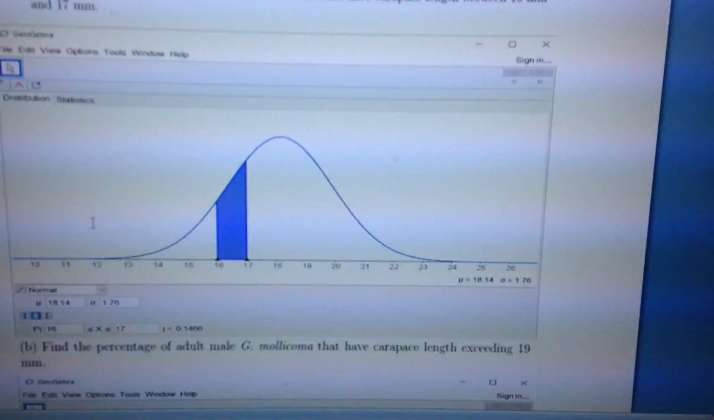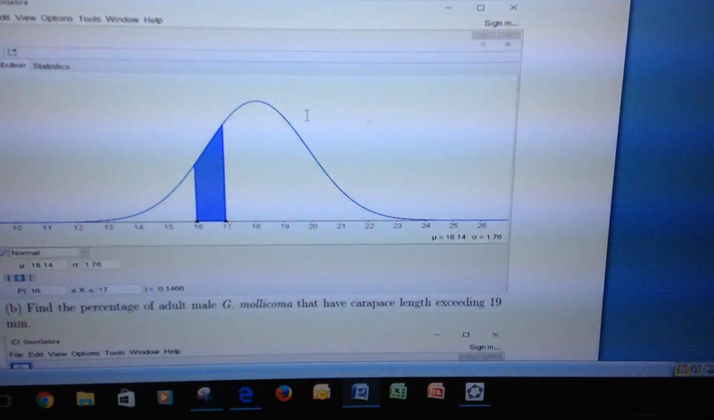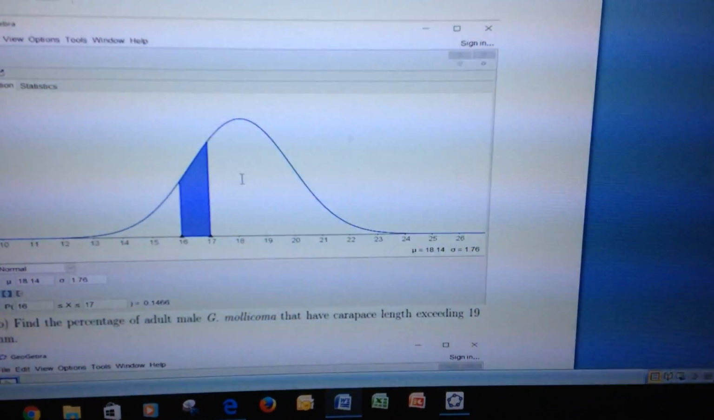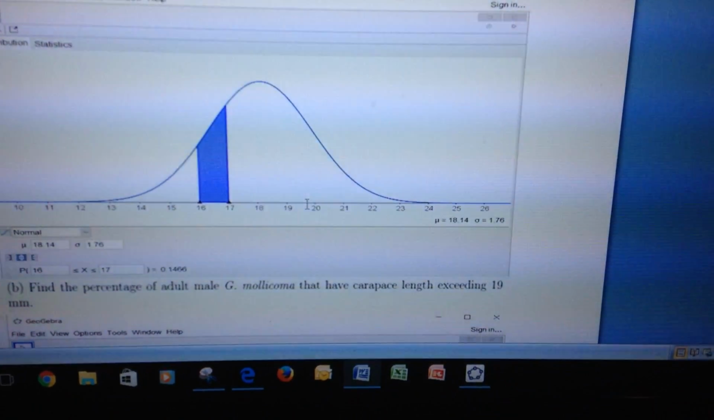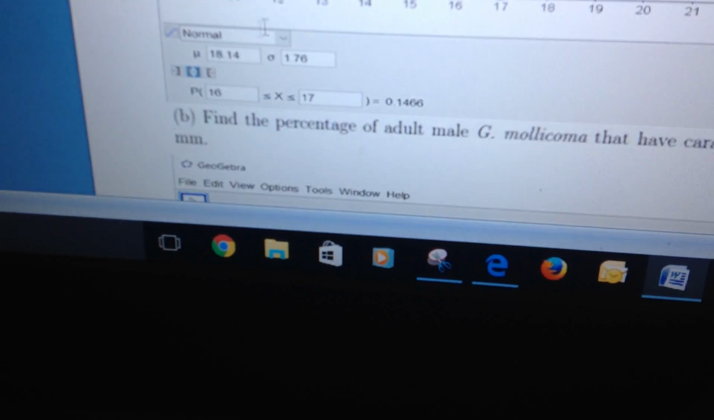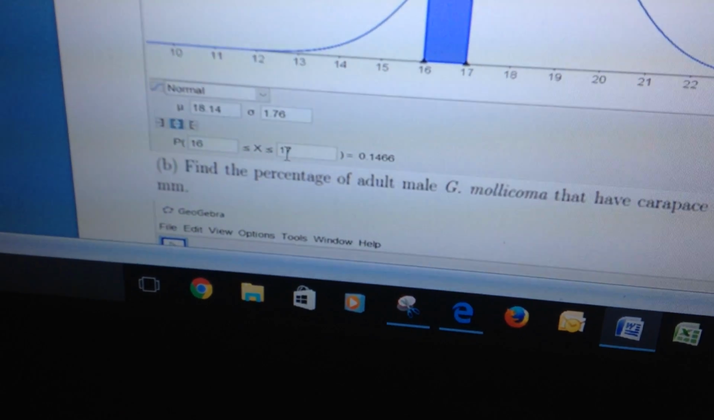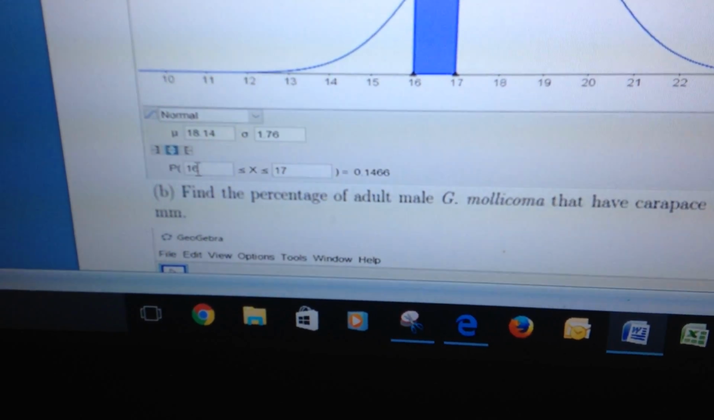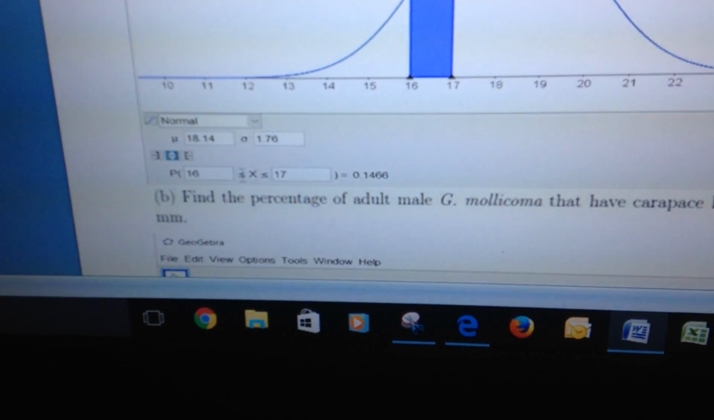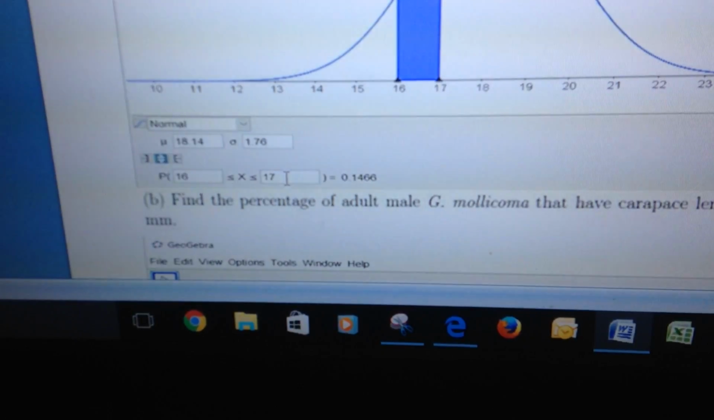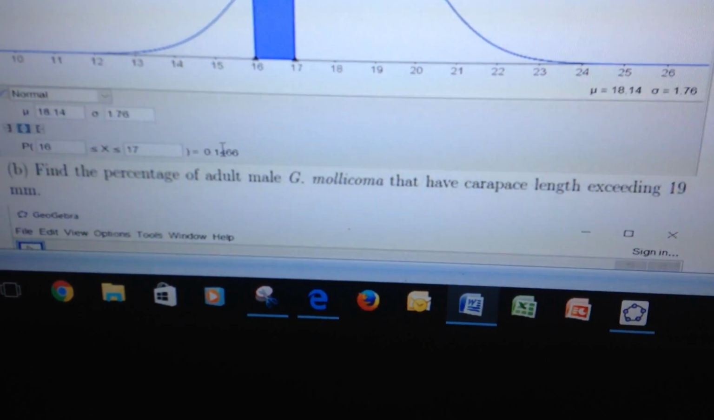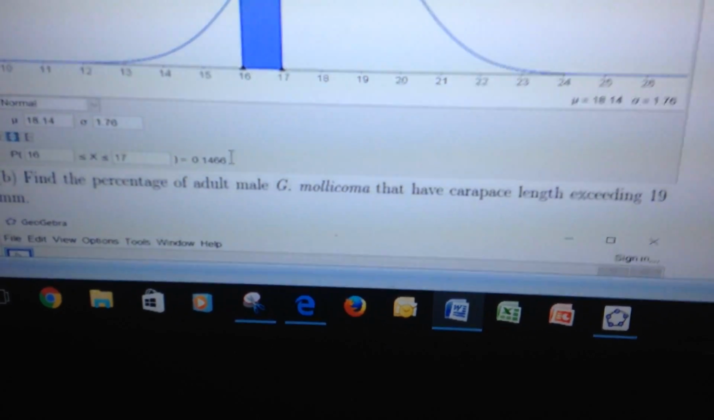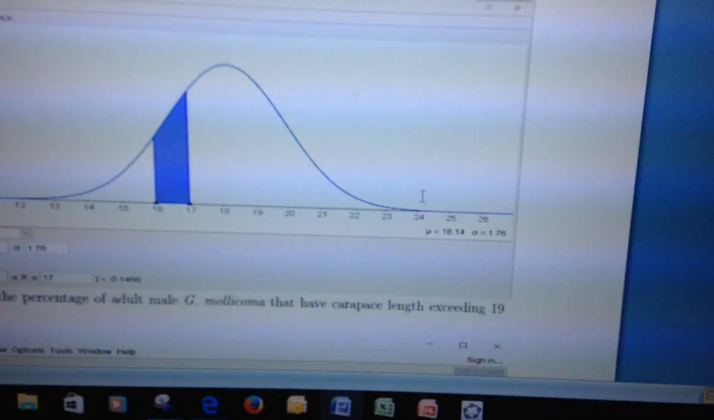So this one is again another normal distribution, a bell curve, with a mean pretty close to 18, 18.14, and standard deviation of 1.76. We enter our numbers down there in GeoGebra. And then we want to find out the probability of between 16 and 17 millimeters for the lengths. And it figures it for us as 0.1466, which is the area under this normal bell curve.